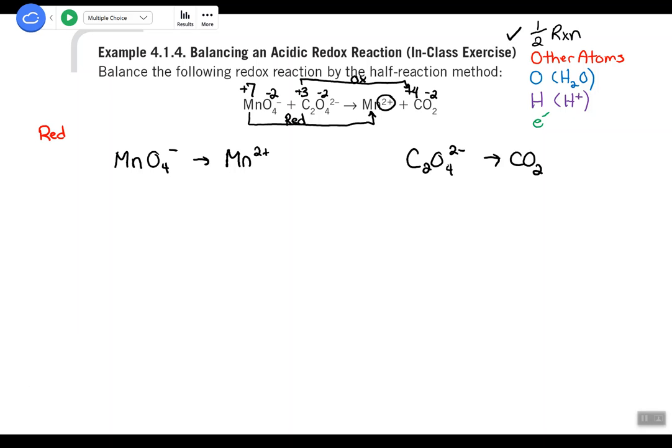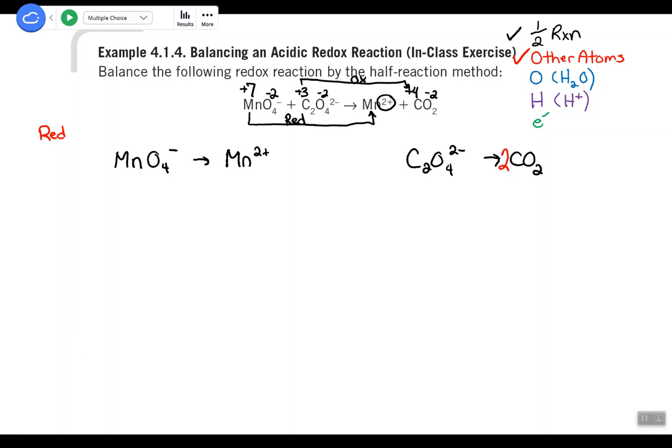Over to the oxidation half reaction. 2 carbons on the left, 1 carbon on the right. I can't make one less, but I can make the other one bigger. So I'm going to add a 2. I just said you can't make it less. I'm going to take that back. You can certainly balance with halves and fractions, but just don't for redox, okay? Okay, so we've balanced all the other atoms besides oxygen and hydrogen.